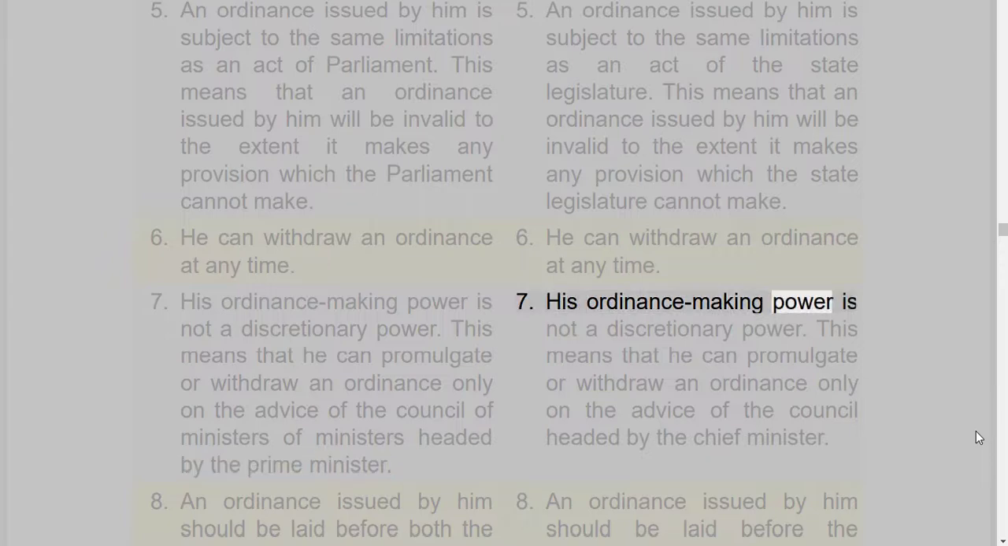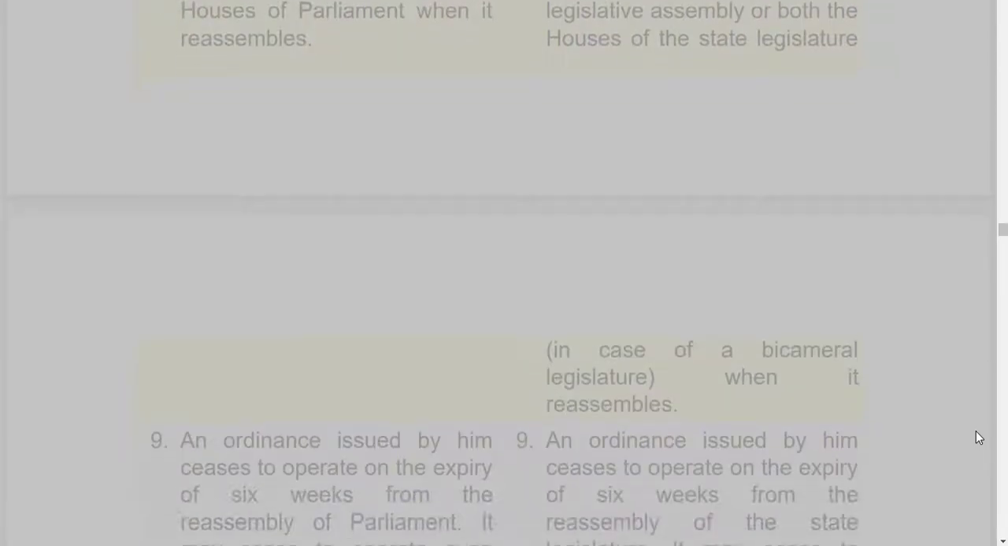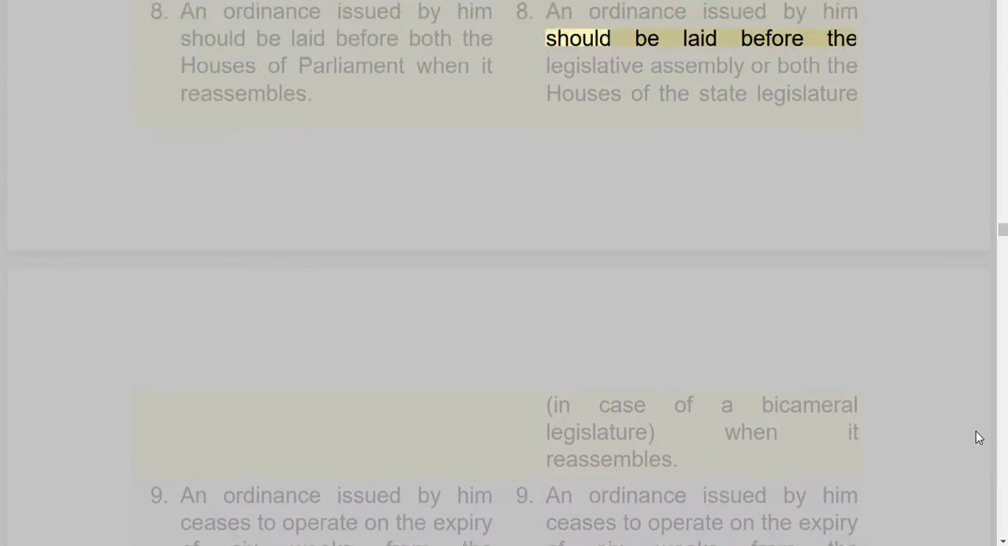7. His ordinance-making power is not a discretionary power. This means that he can promulgate or withdraw an ordinance only on the advice of the Council headed by the Chief Minister. 8. An ordinance issued by him should be laid before both the Houses of Parliament when it reassembles. 8. An ordinance issued by him should be laid before the Legislative Assembly or both the houses of the state legislature, in case of a bicameral legislature, when it reassembles.